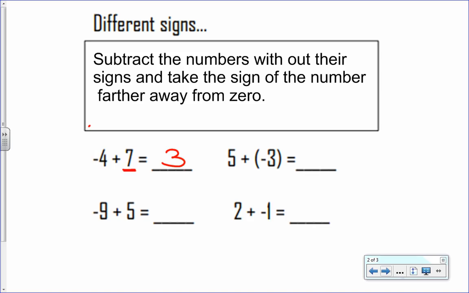If I was to do 5 plus negative 3, they are different signs. 5 minus 3 is going to be 2. Again, since 5 is farther from 0, the answer will stay positive. Negative 9 plus 5. 9 minus 5 is going to give me 4. 9 has the bigger absolute value, so the answer is going to be negative 4. 2 plus negative 1. 2 minus 1 is going to be 1. Since 2 has the bigger absolute value, or is farther from 0, it's going to be positive 1.